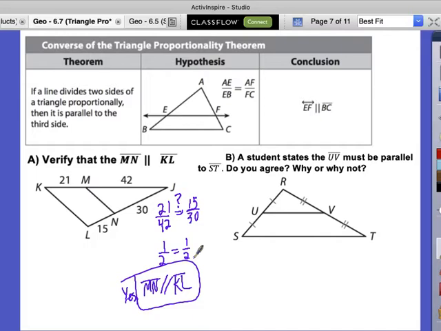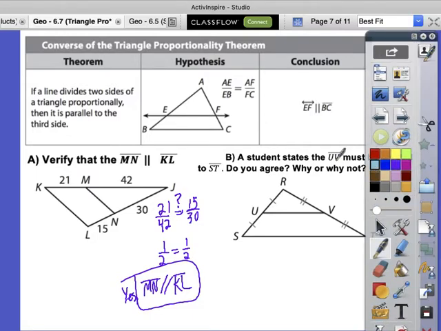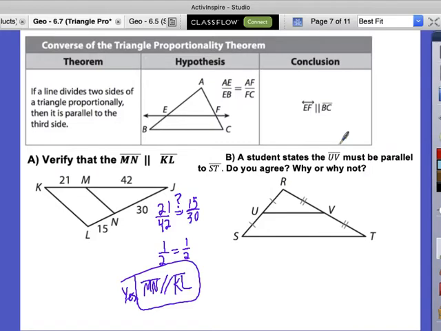Questions on that? Thank you, Liddy, okay? Now on letter B, a student states that segment UV must be parallel to segment ST. Saying, hey, these two segments have to be parallel. Do you agree? And then why or why not?